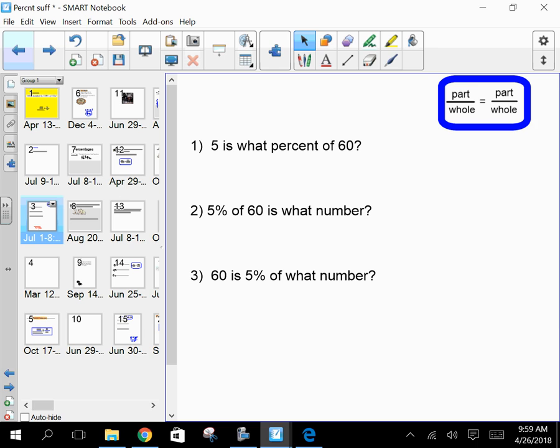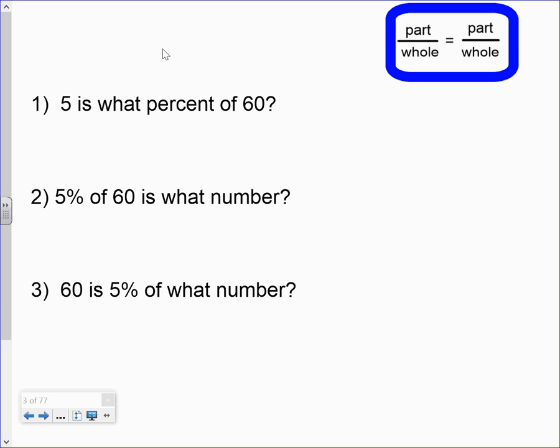Go ahead and write these 3 simple examples with space in between, and we're done with our notes. I'm going to go through each one fast, and we'll be done. Number 1 is 5 is what percent of 60. Number 2 is 5% of 60 is what number, and 3 is 60 is 5% of what number. Notice how they have 5 and 60 every single problem, but they're worded different. And that's going to make all the difference.